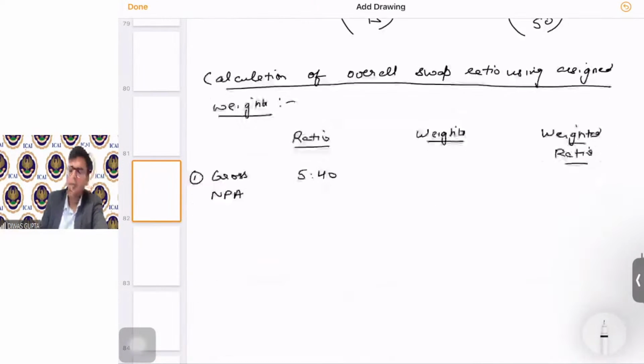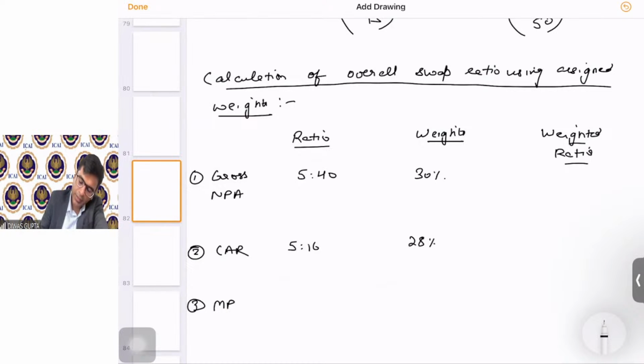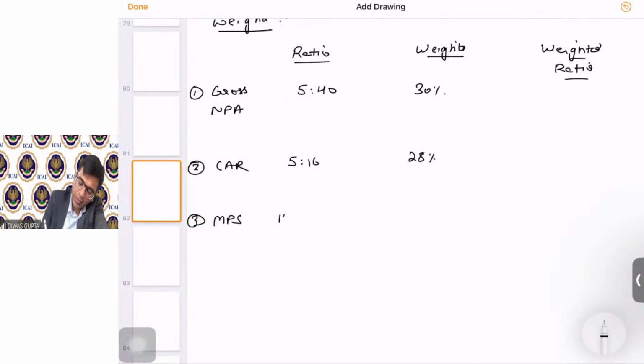Only this was the reverse ratio. Rest all are the regular ratios. Weight was how much? 30%. Second, we have the capital adequacy ratio, 5:16. This had a weight of 28%. Then the third one was market price per share, 12:96. This had a 32 percent weight. Book value per share, 12:120. This had a 10% weight.